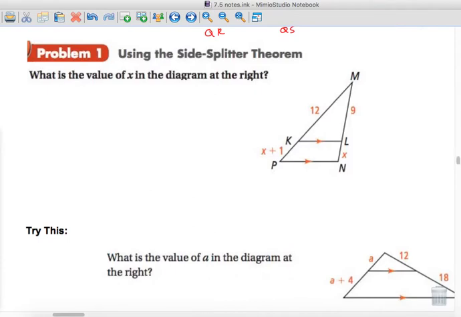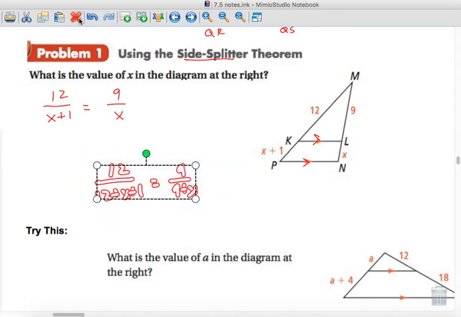Now let's use the side splitter theorem. What's the value of x in the diagram at the right? Alright, we've got our 2 triangles, we've got parallel lines here, which means we can apply the side splitter theorem. So we can say 12 over x plus 1 equals 9 over x. By the way, again, if you didn't know what the side splitter theorem was, you could just do 12 over 12 plus x plus 1 equals 9 over 9 plus x. That's totally valid, and you'll get the same answer, but it's just more work.